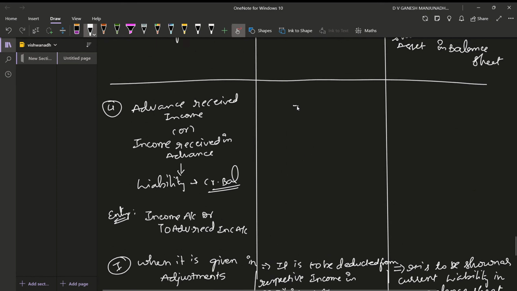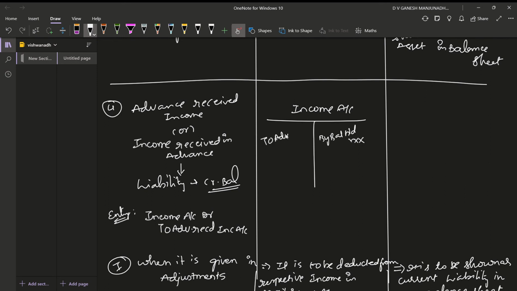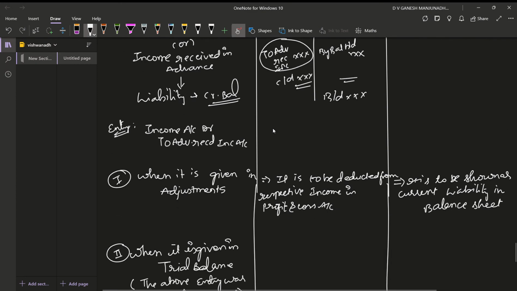So let us draw an income account. The income would be showing the credit balance, that means the balance brought down would be a credit balance. Here, to advance received income, and the carried down balance would be here, and brought down balance would be here. That means the advance received income is already adjusted to the income account when it is given in the trial balance.